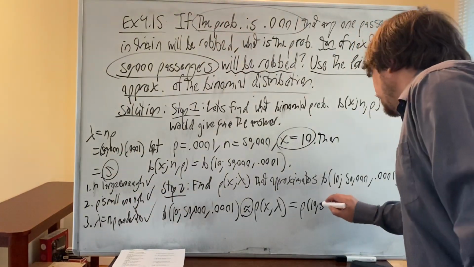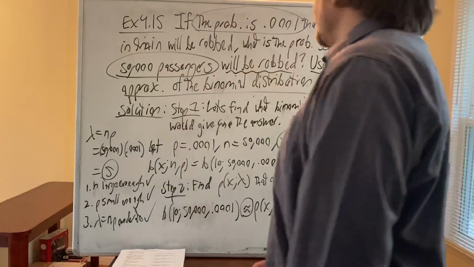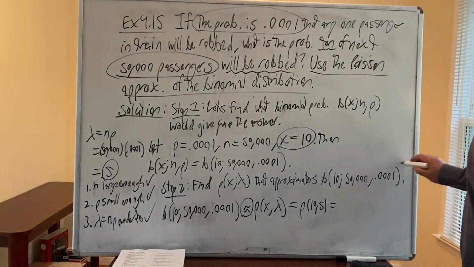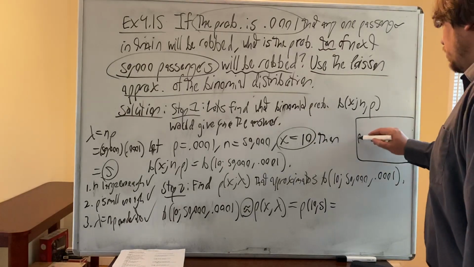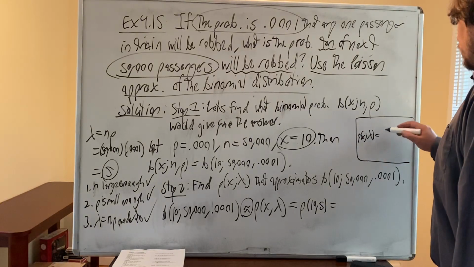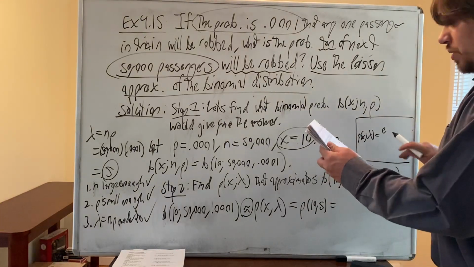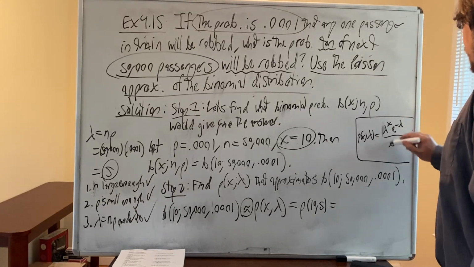And so lambda is 5, and so you just plug that into that probability function, right? And remember, I'm going to put that here. This is separate from that. The Poisson probability of x, lambda is equal to lambda to the x, e to the negative lambda over x factorial.